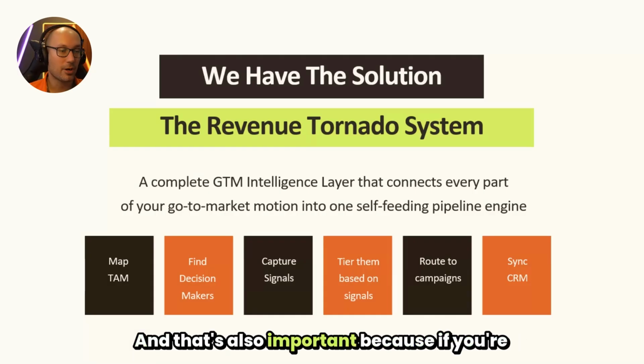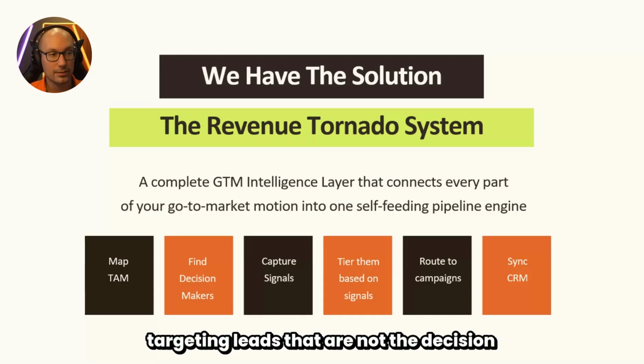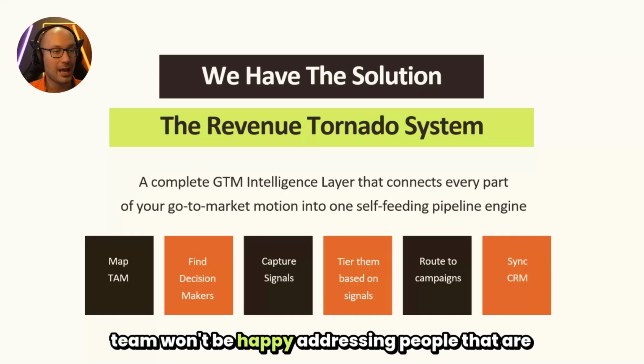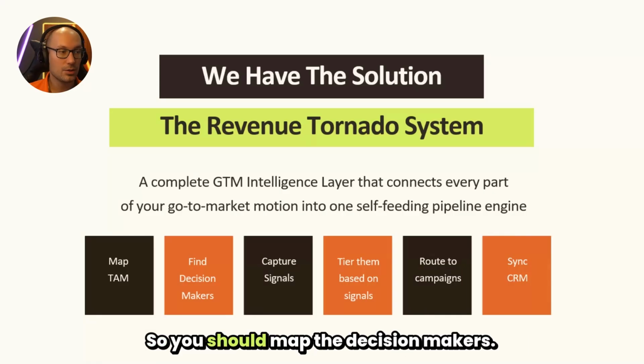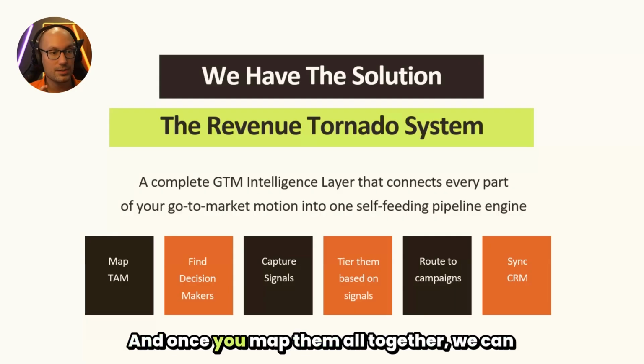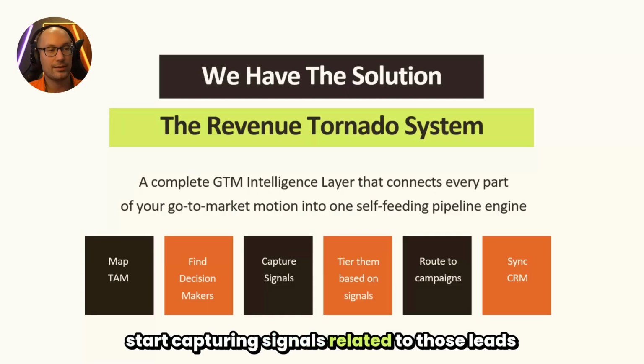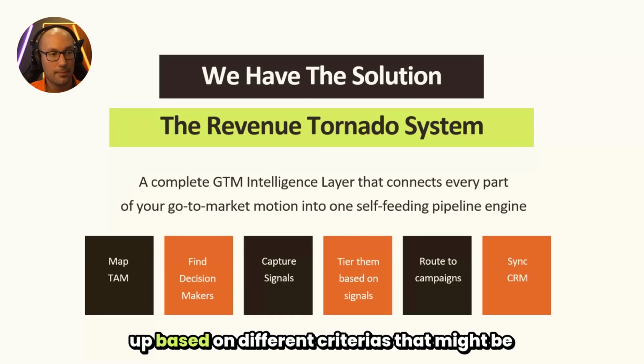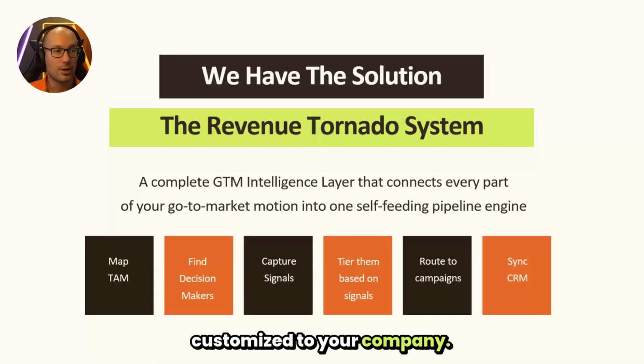And that's also important because if you're targeting leads that are not the decision makers, even if they are champions, the sales team won't be happy addressing people that are not taking the lead. So you should map the decision makers. And once you map them all together, we're going to start capturing signals related to those leads and tier them up based on signals, tier them up based on different criteria that might be customized to your company.